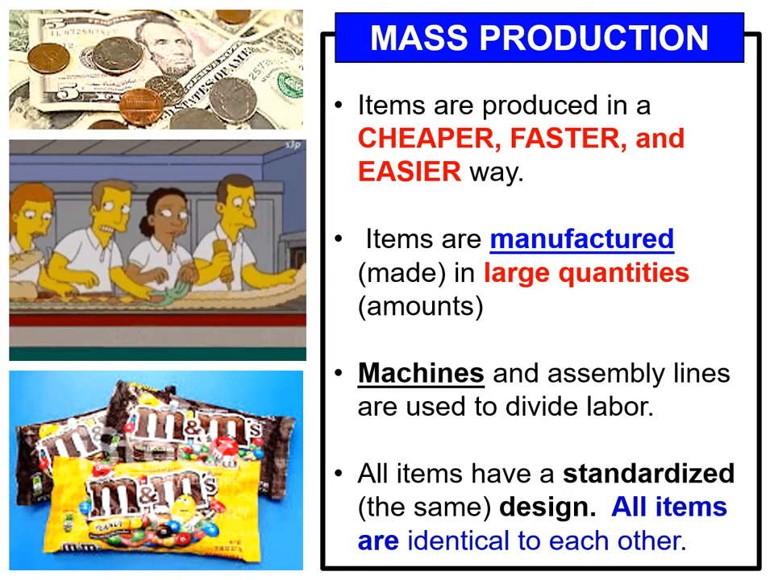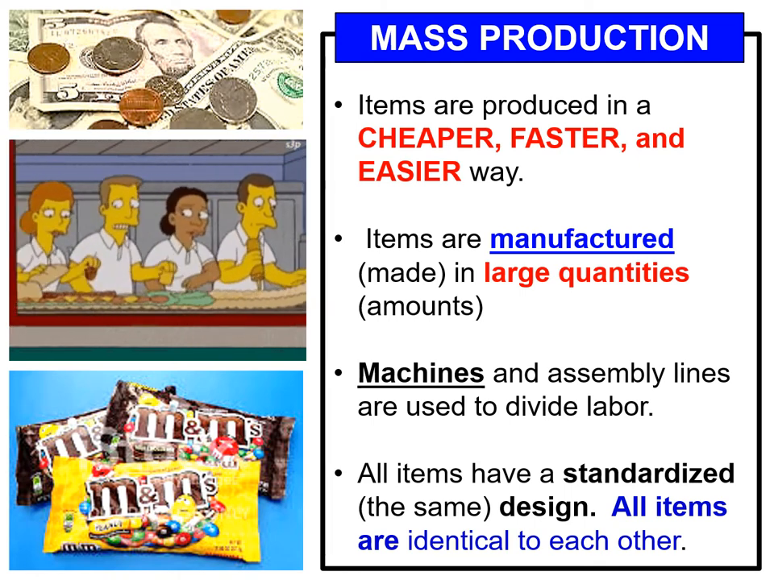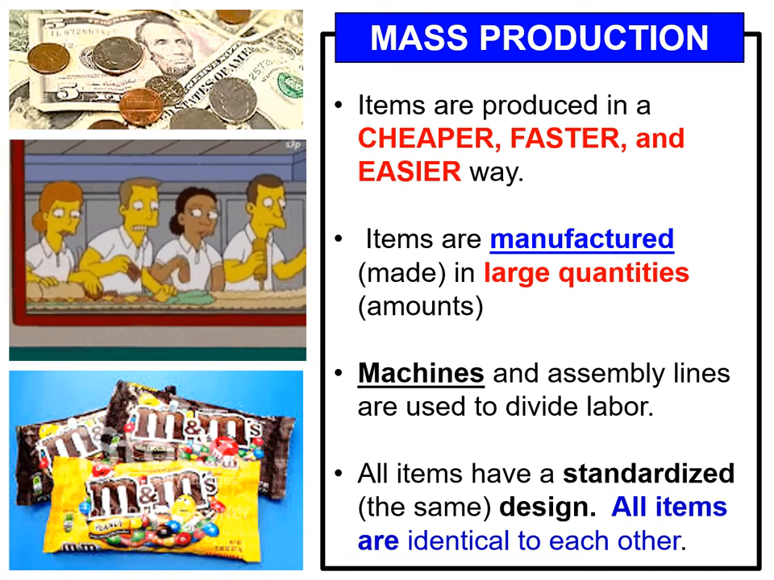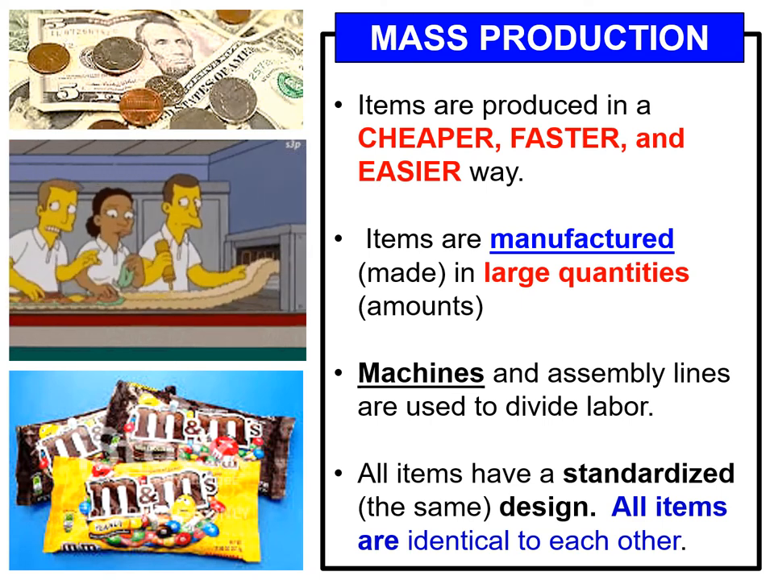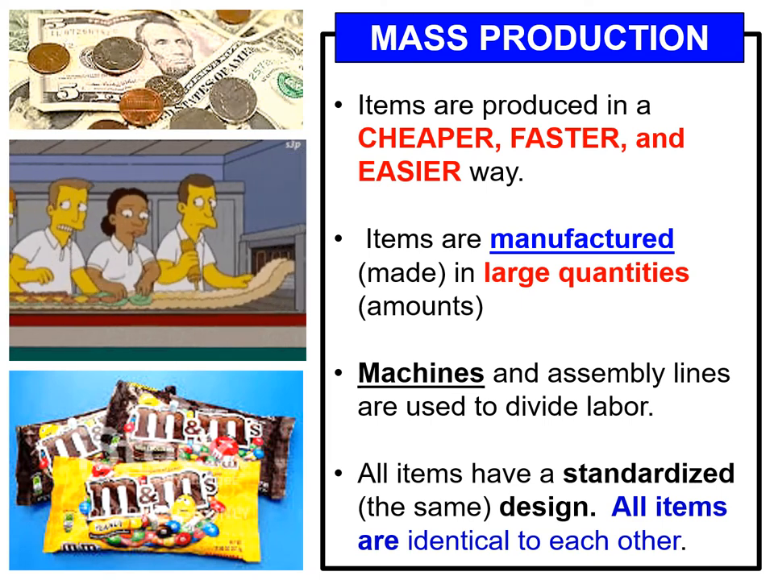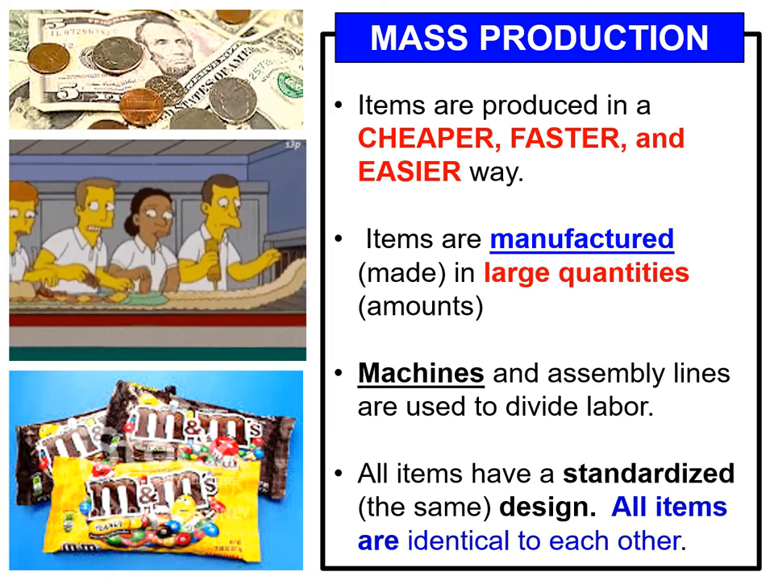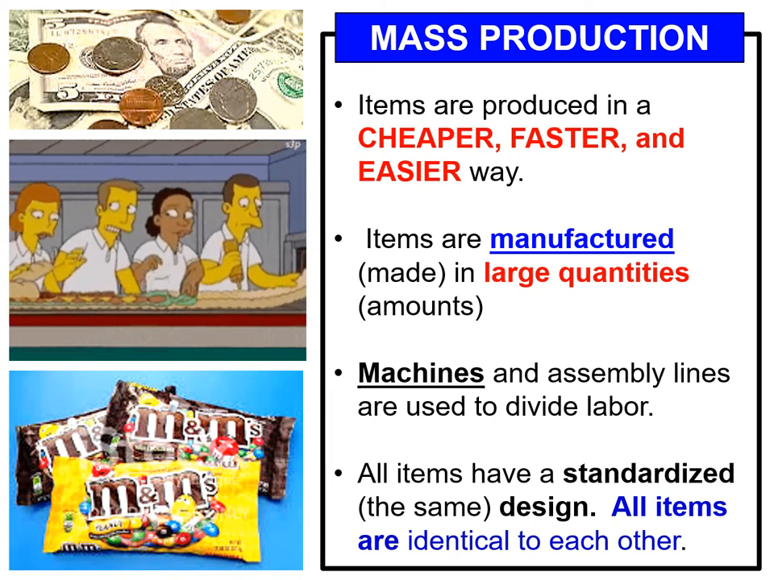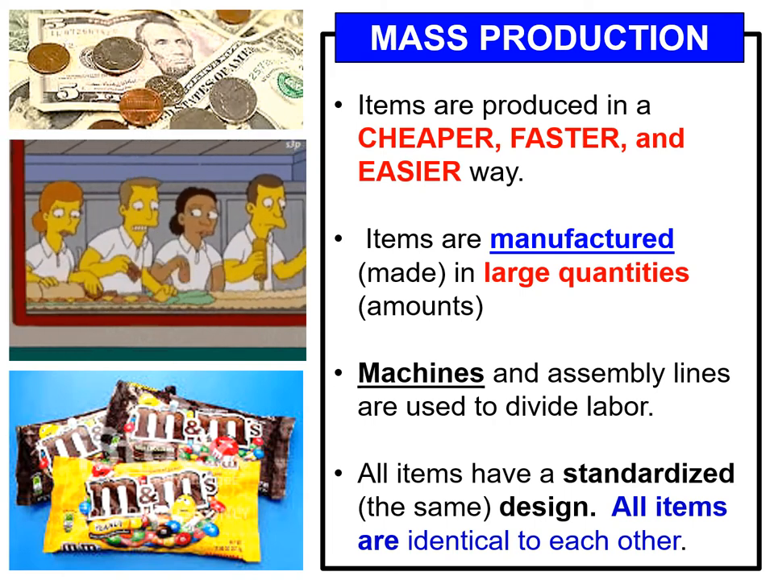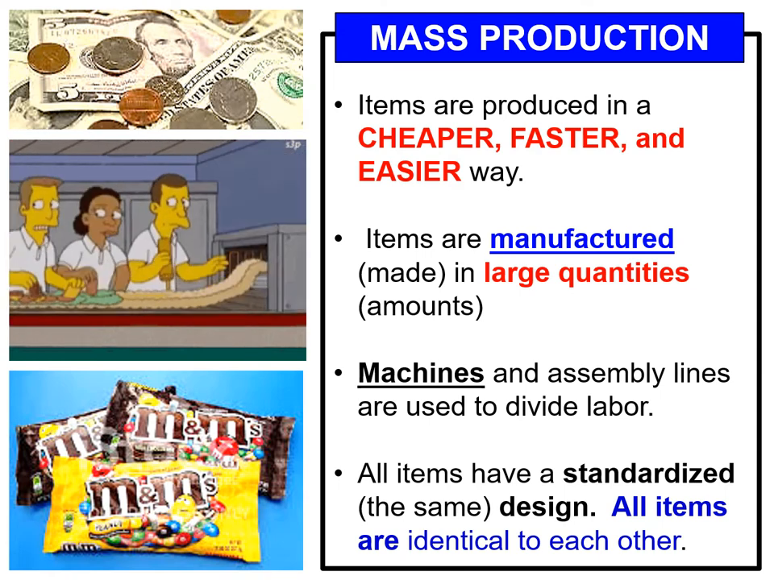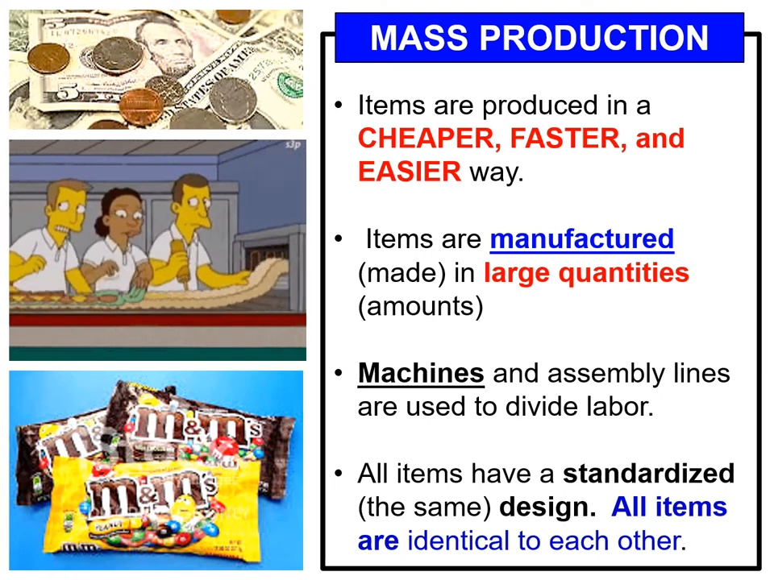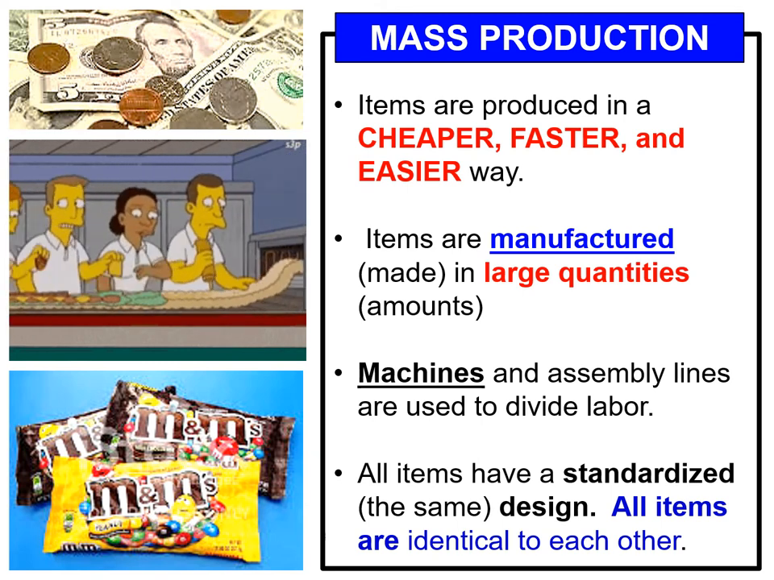The items are manufactured in large quantities. That means in a large amount. You're making the same item over and over, maybe on some type of assembly line, so that the labor, the work, is divided. Everybody has a certain part that they have to do to complete and make a product.